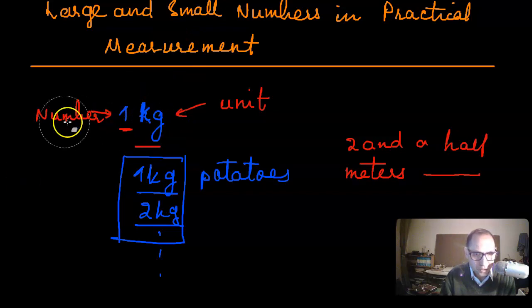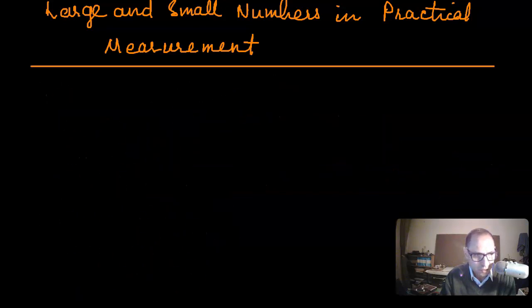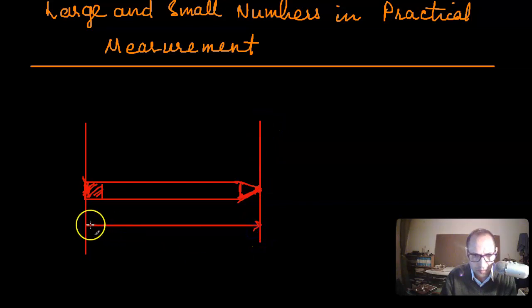Now these types of measurements come in different variations, meaning there are different types of situations. For example, suppose that you have a pen or a pencil, and you want to know the length of the pencil from the very end of the pencil to the tip of the pencil, meaning this distance over here. So you want to know what this distance is, right?